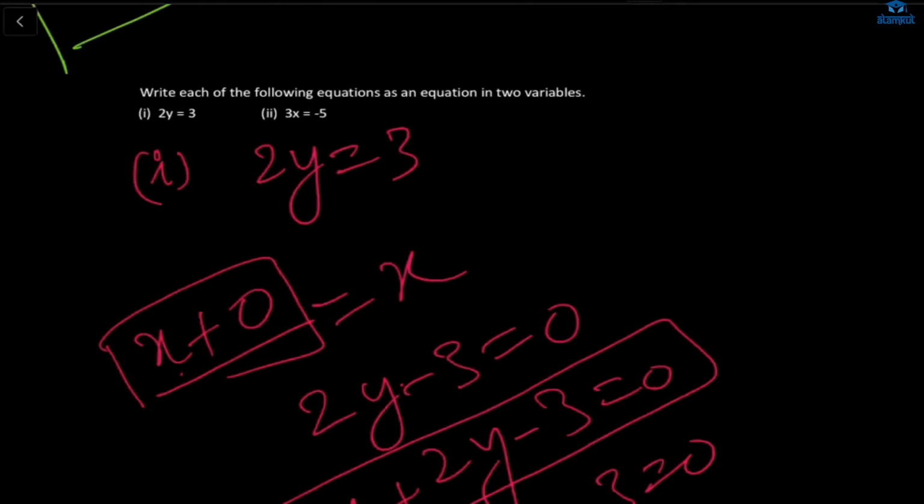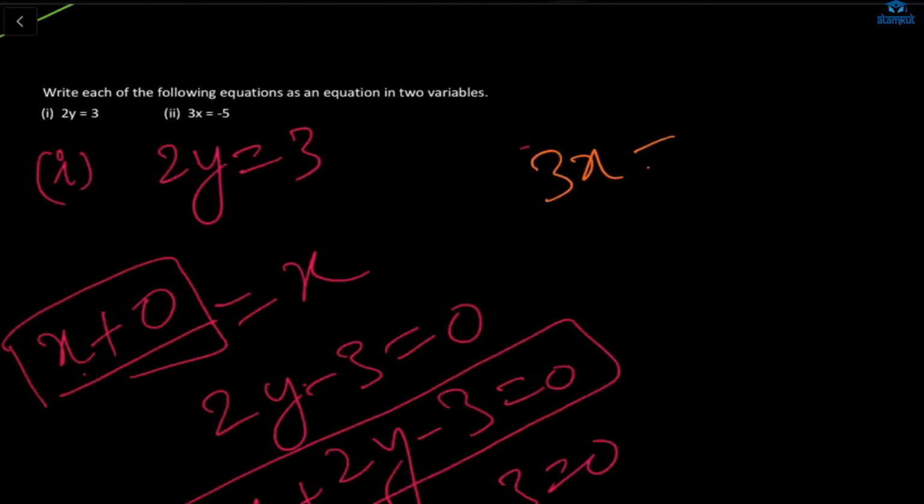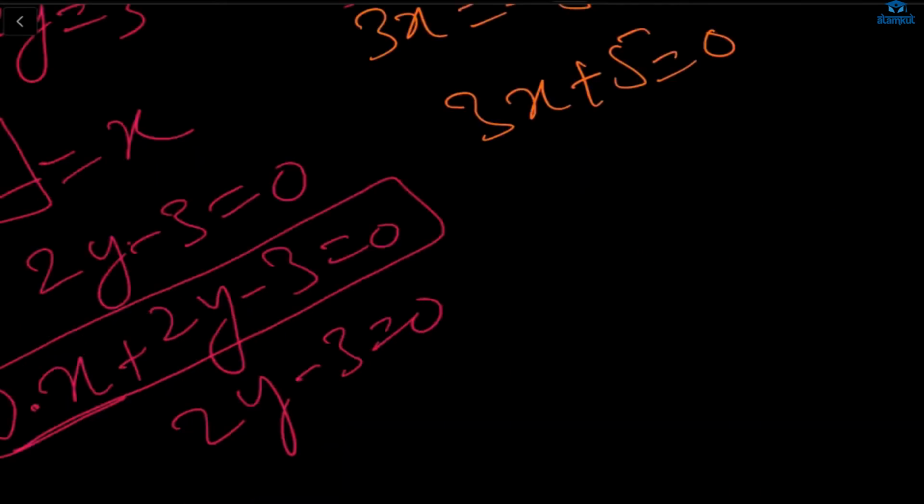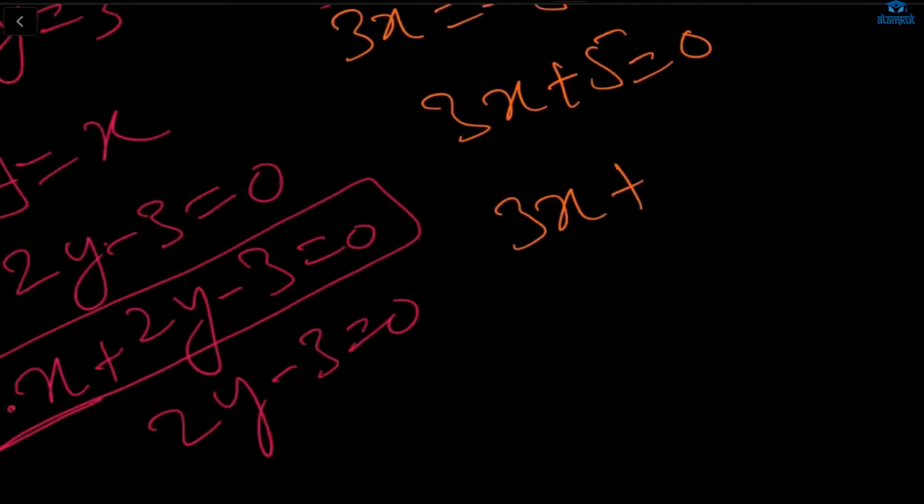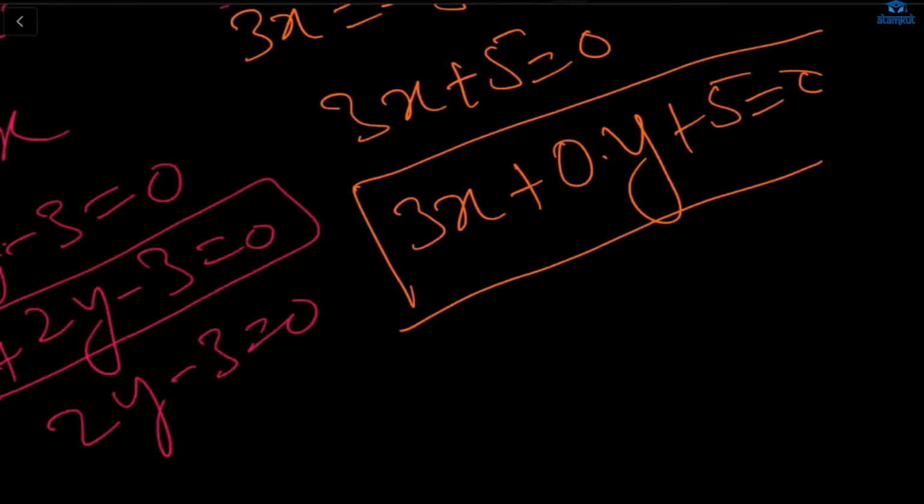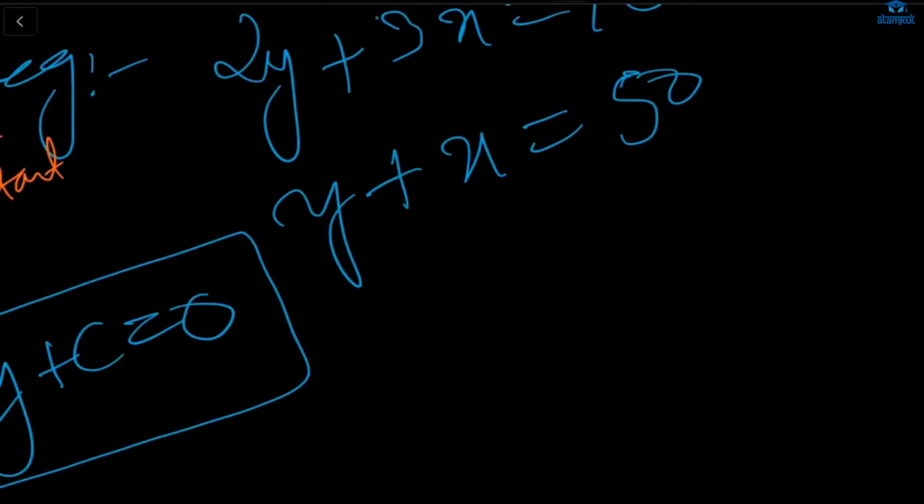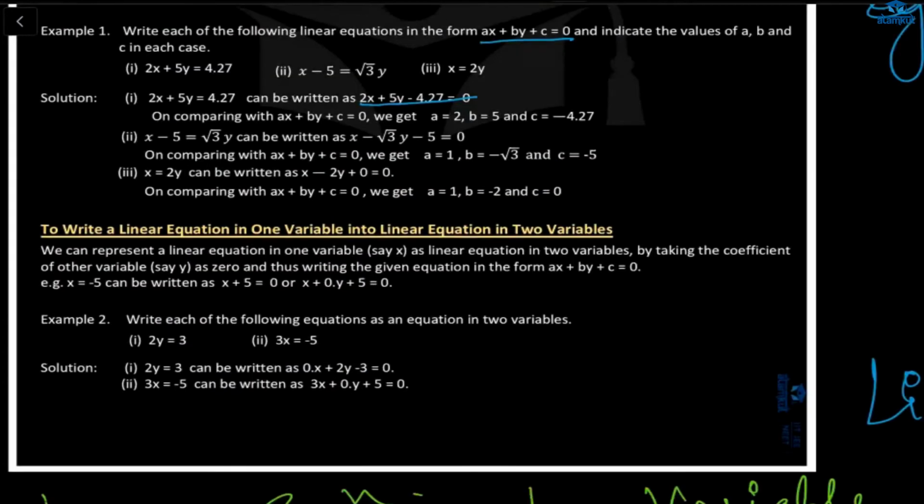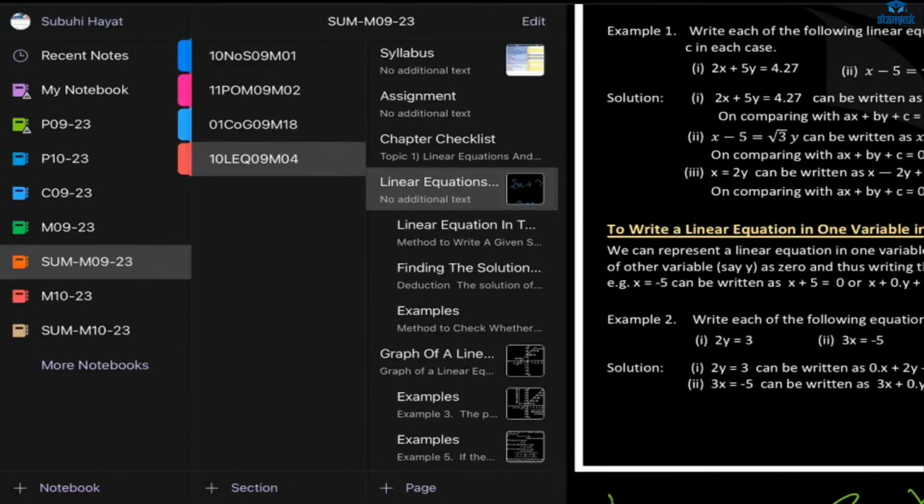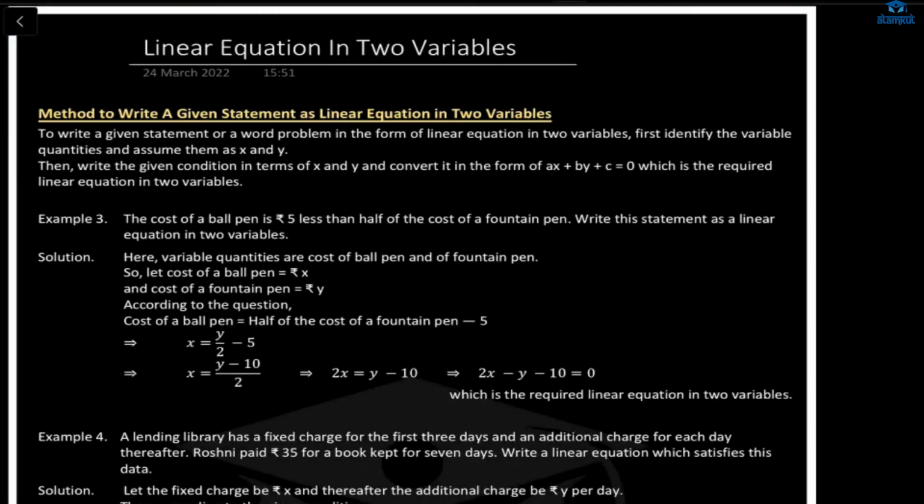Yes, ma'am. Similarly, second example, 3x is equal to minus 5. So you can write 3x plus 5 is equal to 0, and then in ax plus by form, 3x plus 0 dot y plus 5 is equal to 0. So this is a linear equation in two variables. You can see the second variable. This chapter is also very easy, not a big deal. The main thing is that you need to learn how to plot points for an equation, and how to get the ordered pair from your equation.